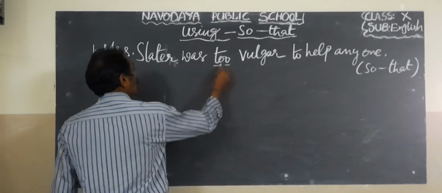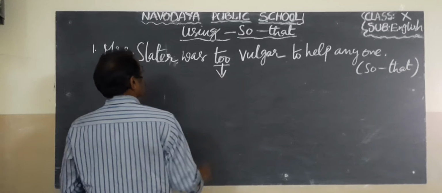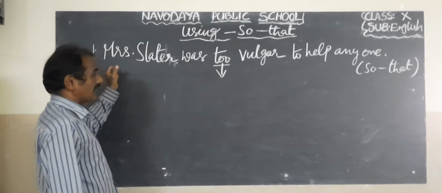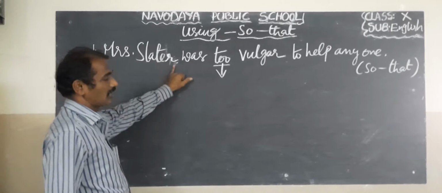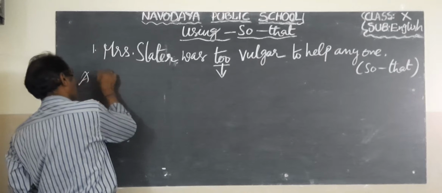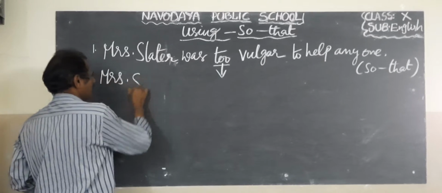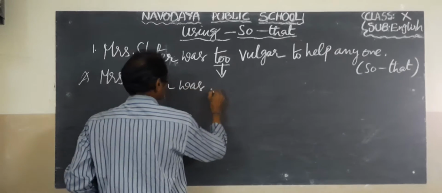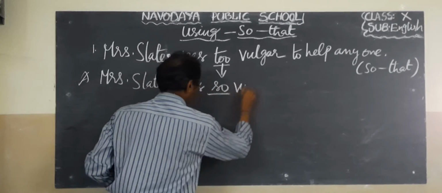Here is "too", using "too" here, children. So we are using "so". Here "too vulgar" means "very". That is "so". So here is the answer: Mrs. Slater was so vulgar.